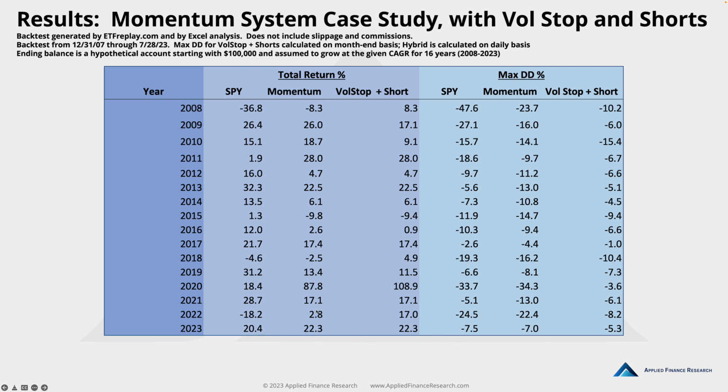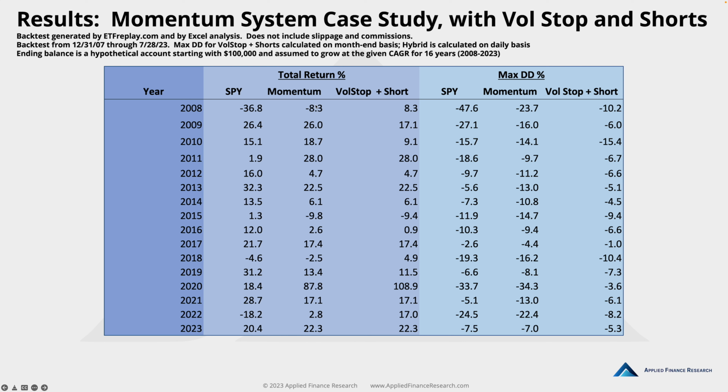I also like to look at 2022. You may remember 2022 had the worst combined year for stocks plus bonds since the Great Depression. The S&P lost 18.2%, momentum system made 2.8%, and with volatility stops and shorts, the system made 17%. Max drawdown for the S&P was minus 24.5%. Momentum minus 22.4%, and here we see that volatility stops and shorts minus 8.2%.